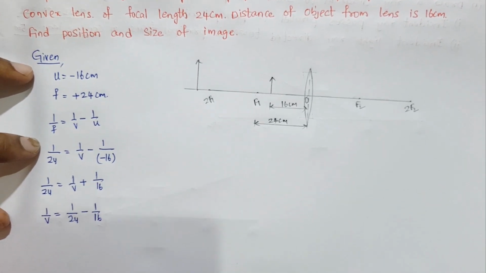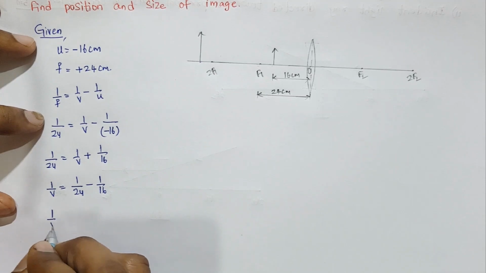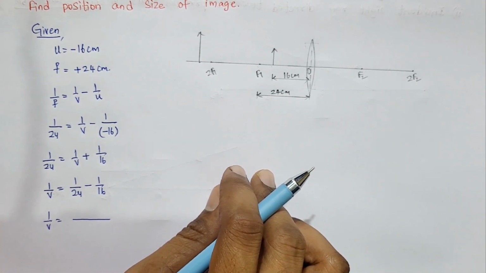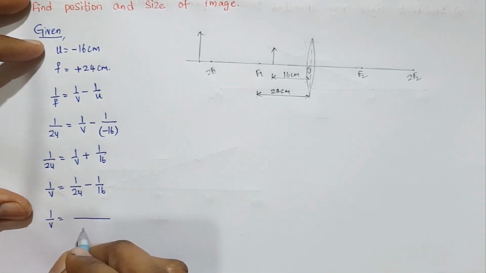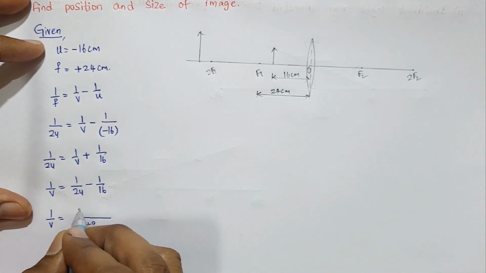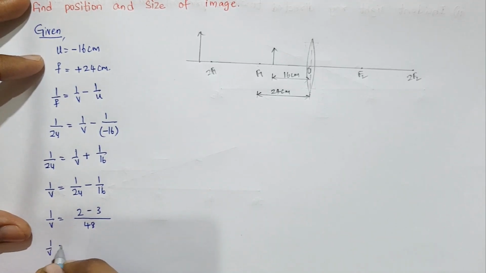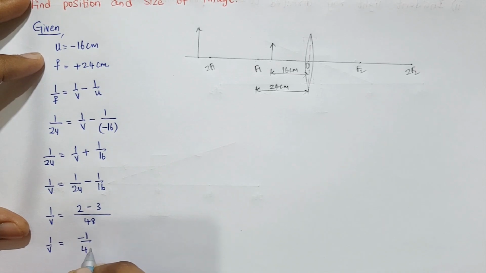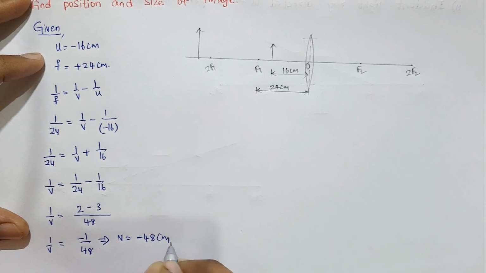Then we can take it as 1 by v is equal to 1 by 24 minus 1 by 16. What will be the LCM? 24 and 16 LCM will be 48. 16 3s are 48, 24 2s are 48. So 1 by v is equal to 2 minus 3, that is minus 1 divided by 48. So from here we can write v is equal to minus 48 centimeters.